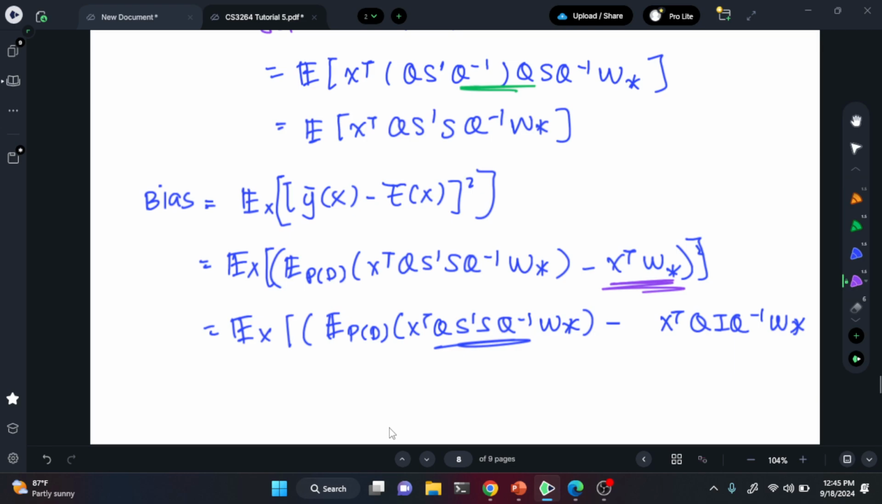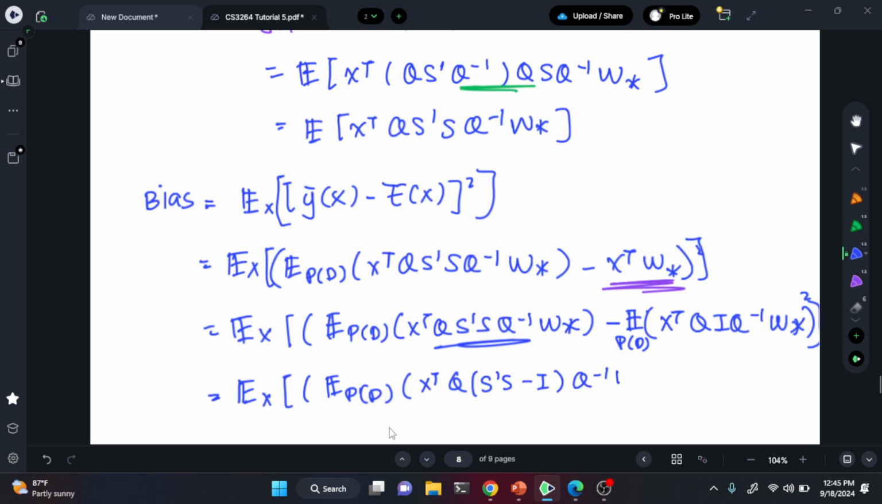Why do I do this? So that I can merge these two things together. Questions? Now when I have this part, I can just take this expectation over all of the PD. Note that actually this doesn't depend on PD anymore. When this happens, I can just combine them. Now this will be expectation of x, expectation of PD, or this one there's a square. So this will be x^T Q. I can now combine this S prime S together with the I, Q inverse w star.